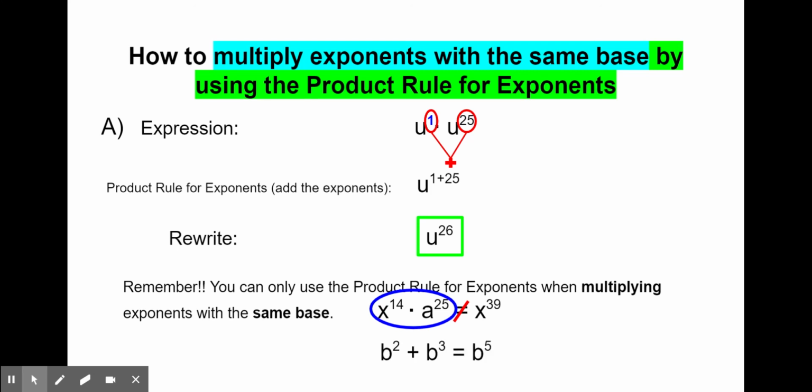Same thing, if we had this example, we have b to the second power plus b to the third power. That's not equal to b to the fifth power. All right, so even though we have b as the same base, they're not multiplying. That plus sign means addition. So because we're not multiplying, we can't use the product rule here either. So we'd just be left with b to the second power plus b to the third power. All right, so those are some conditions you've got to remember if you're using the product rule for exponents, but we're going to use that rule to multiply exponents with the same base.